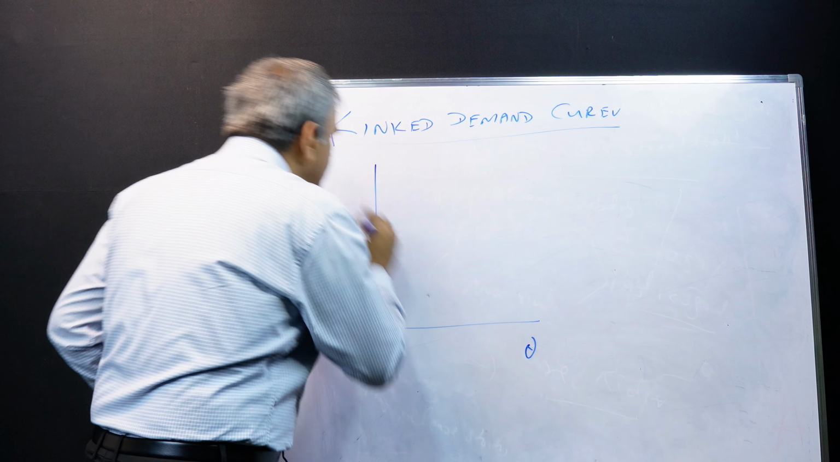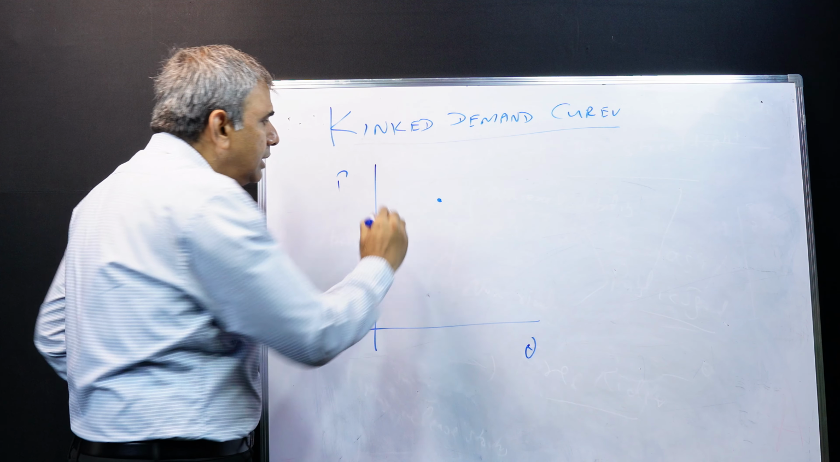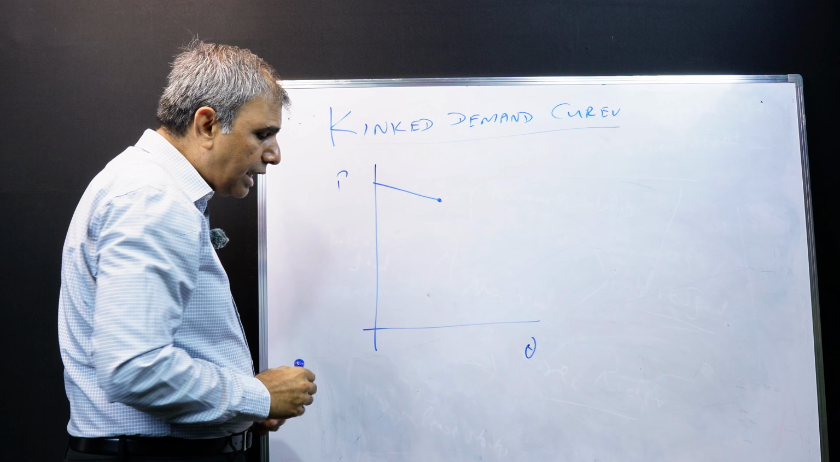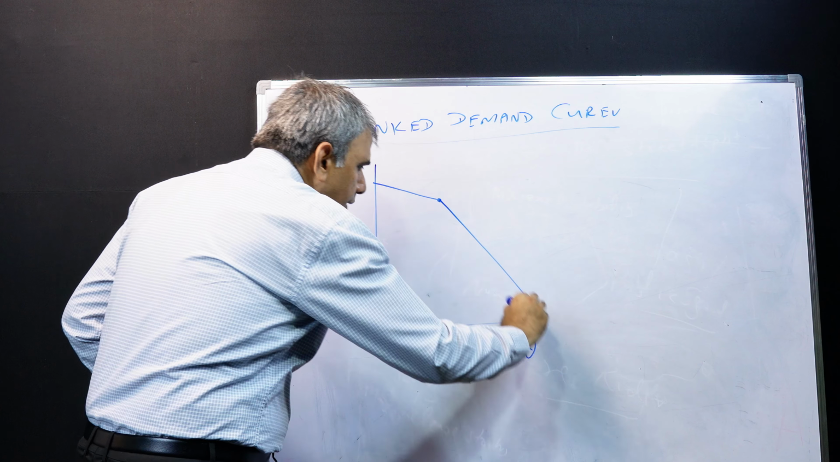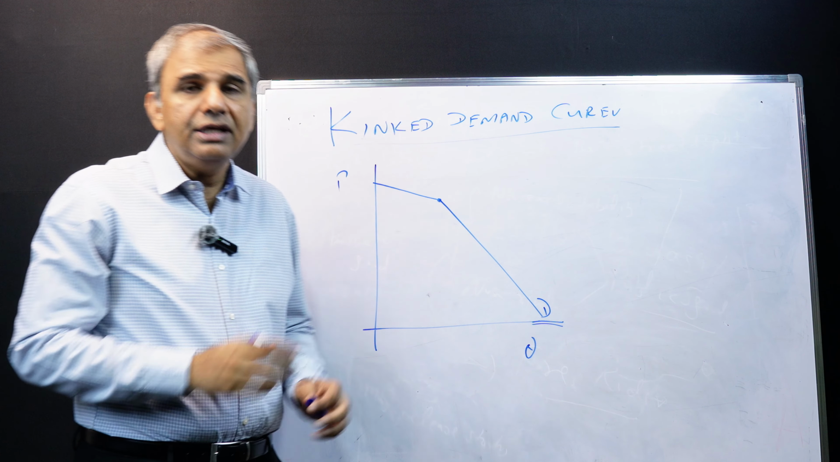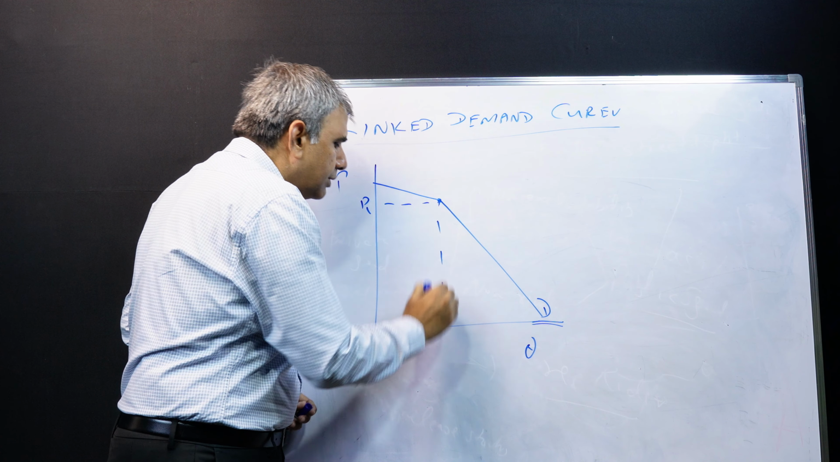We are assuming an initial price. If price is raised, the demand curve is flat. And if the price decreases, the demand curve is steep. So this is the demand curve. It's a kinked demand curve. It's not a straight line. And the initial price was P1 and initial quantity was Q1.